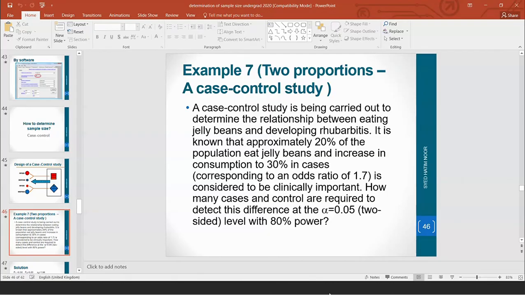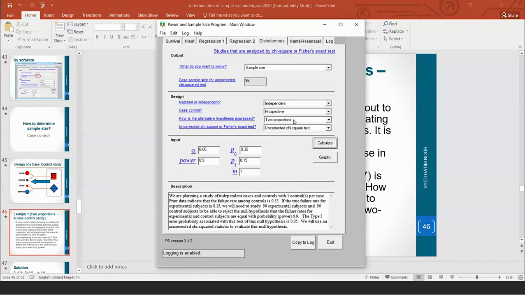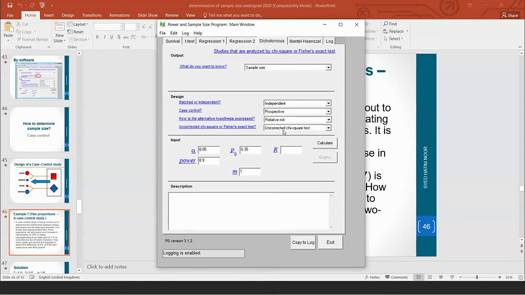Inside the PS software, instead of two proportions, you can use relative risk. It depends. Sometimes you cannot get the estimated P1, but in the literature there's a mention of the relative risk. Then you can estimate from there. Get the relative risk, put it inside here. So it's still acceptable. If let's say case control, we use odds ratio.